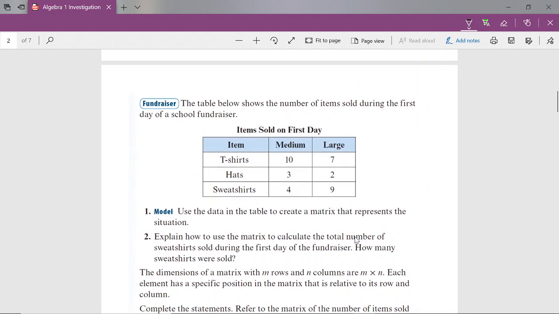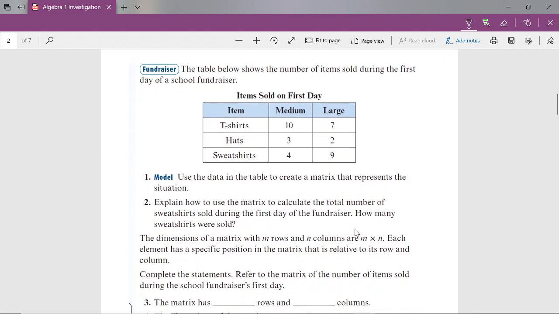So let's look at a different situation here. The table below shows the number of items sold during the first day of a school fundraiser. Use the data in the table to create a matrix that represents this situation. Well, just like above, we are going to take this table and make a matrix that looks very, very similar. So it has the same columns, same rows, all in the same order.